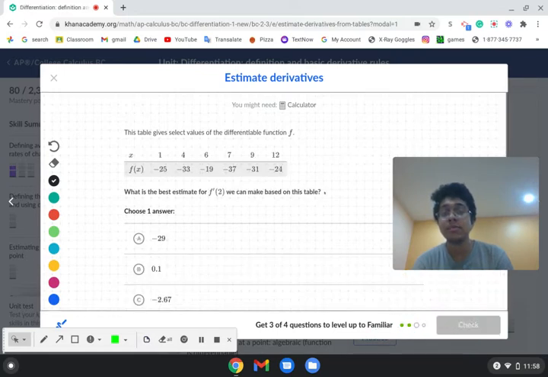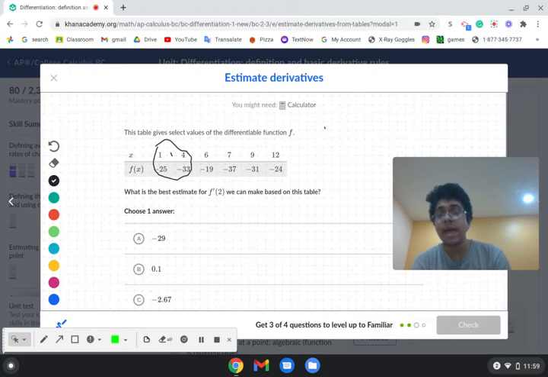What is the best estimate for f prime of 2 we can make based on this table? Okay, so 2 is in between 1 and 4. So we would use the points (1, -25) and (4, -33). And the derivative in this context is, when x equals 2, the instantaneous rate of change of the differentiable function f. And to estimate that, we would use these 2 points. We would find the slope of it, and that's a good estimate for the derivative, or f prime of 2.